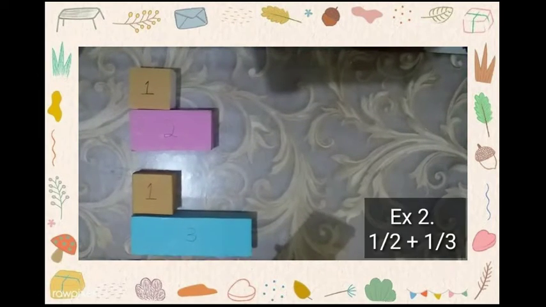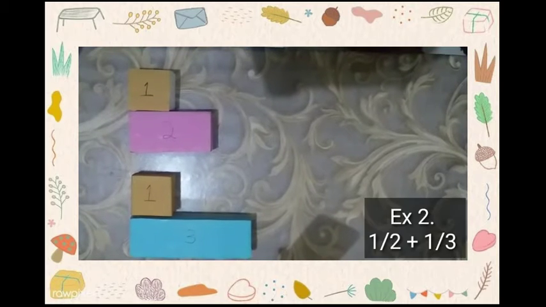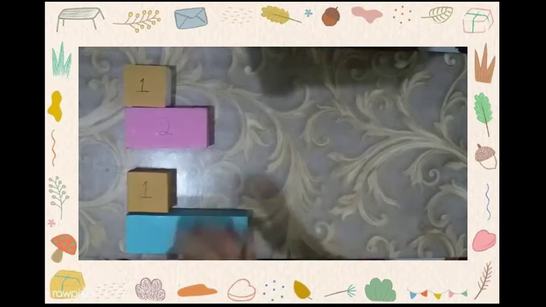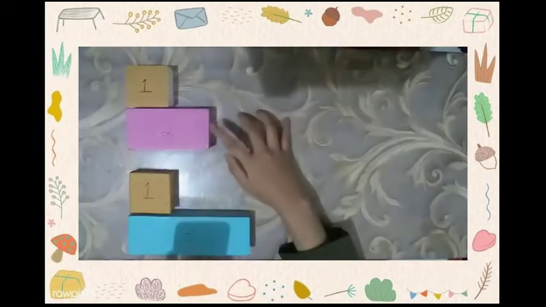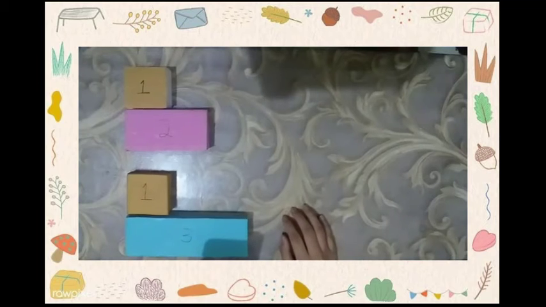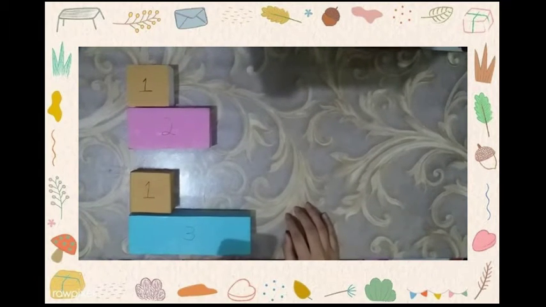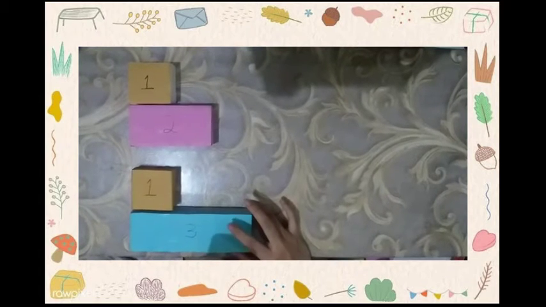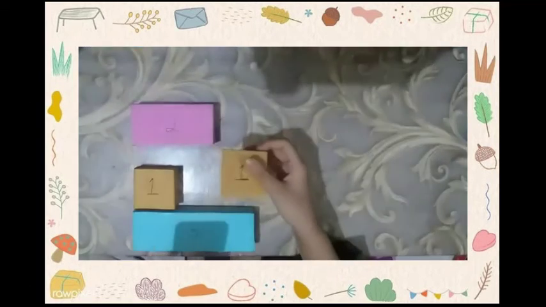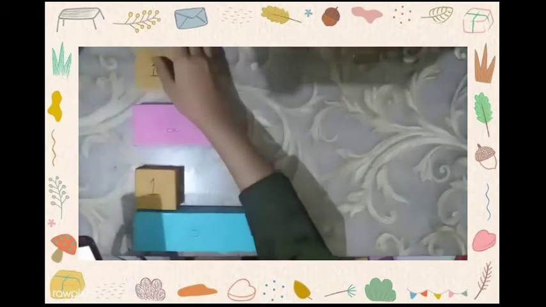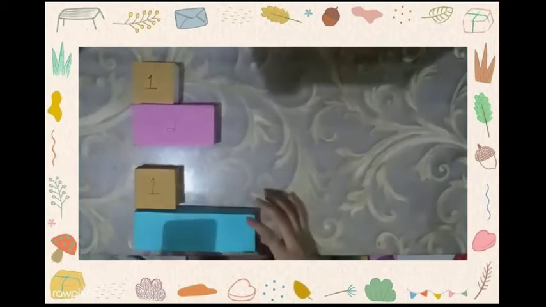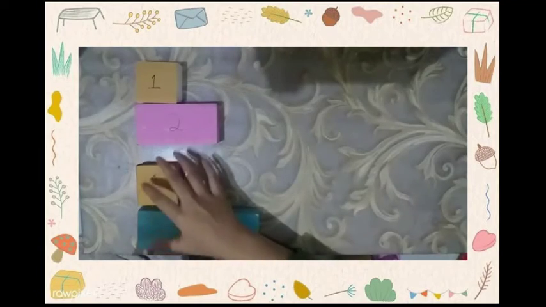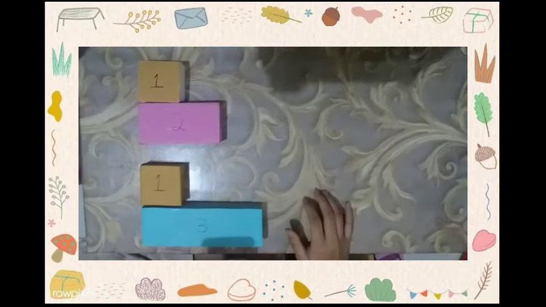Example 2. 1 over 2 plus 1 over 3. Put the rods for the 1 over 2 fraction where the brown rod is placed on top of the pink rod, and for the 1 over 3 fraction where the brown rod is placed on top of the blue rod. This means that the brown rod has a value of 1 over 2 to the pink rod and the brown rod has a value of 1 over 3 to the blue rod.